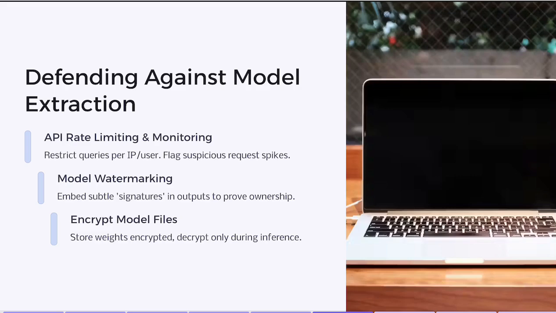Number 2 is use model watermarking or fingerprinting. Embed a subtle signature in your model's outputs so you can prove ownership if someone clones it. Researchers have published methods where certain triggers in input data yield a hidden pattern only your original model produces. And number 3 is encrypt model files and use secure deployment. Store model weights in encrypted form, only decrypt in memory during inference. Tools like Docker or Kubernetes can isolate your model environment and reduce direct access.